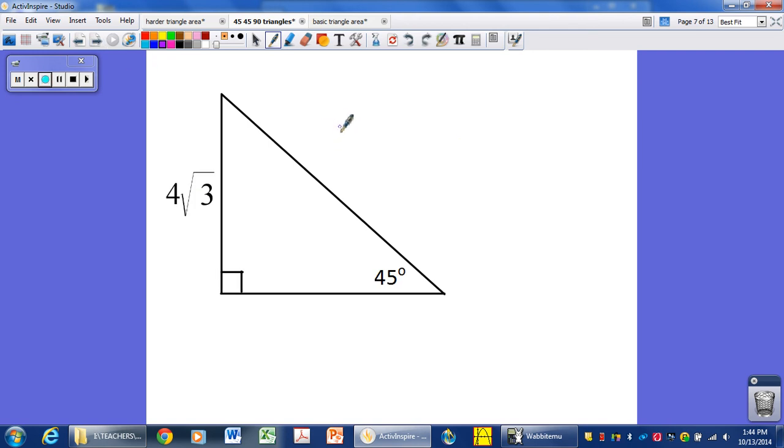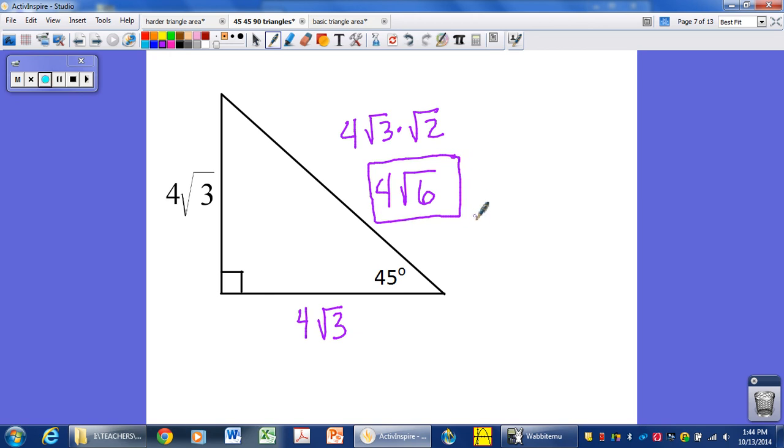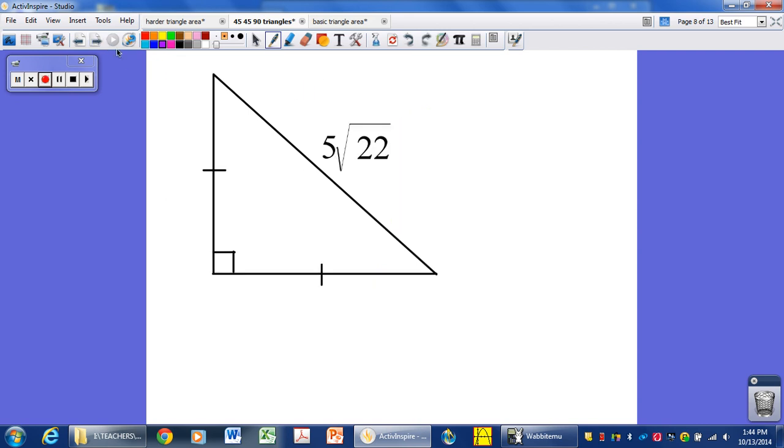Try this one, press pause, and then come back. So one leg is 4 roots of 3, that means the other leg is also 4 roots of 3, and the hypotenuse is 4 roots of 3 times the square root of 2. Root 3 times root 2 is the square root of 6, which is not simplifiable, so we leave it just like that. 4 roots of 6. Excellent, good job. Let's see, here's some more.